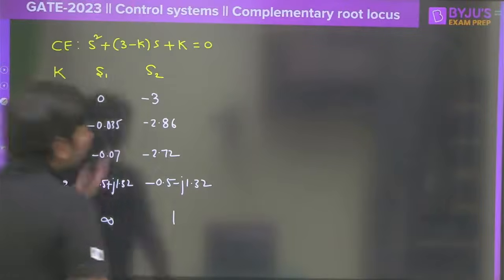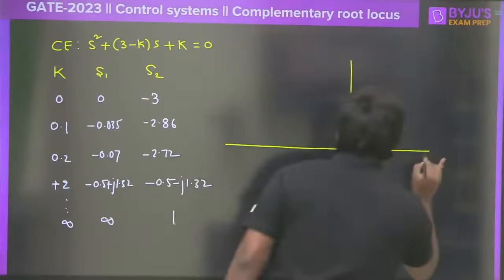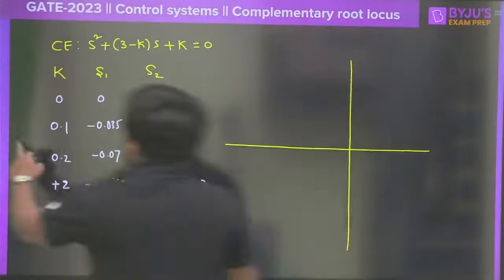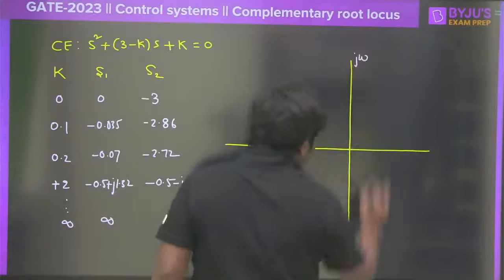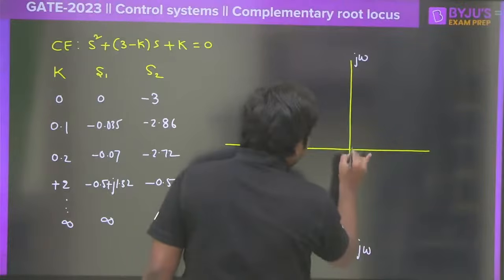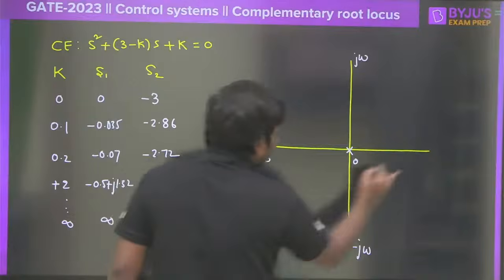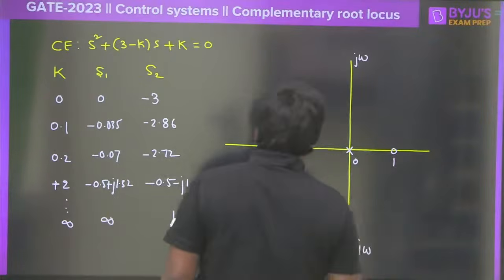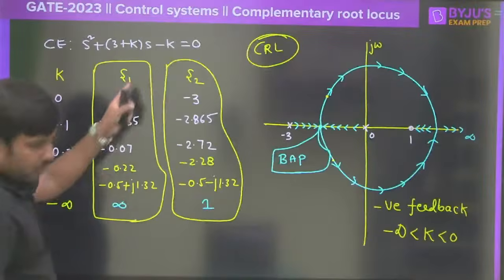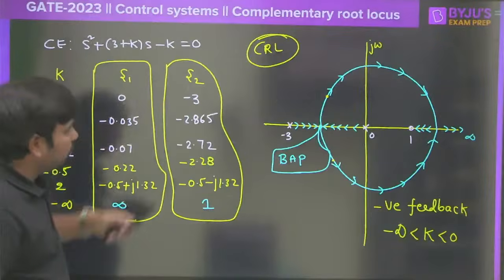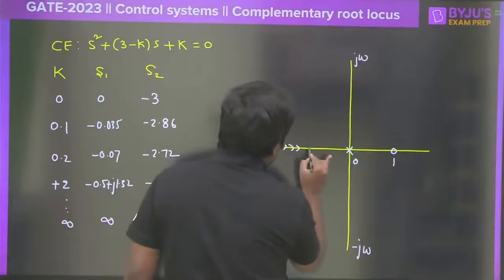But now if I draw the root locus, how would the root locus be? Again, where are the poles here? This is the j omega axis, and this is the minus j omega axis. There is a pole here at 0, and a pole here at minus 3, and there is a zero here, that is equal to 1. Once again, the table is exactly like this only. Therefore I can say the root locus plot can be constructed like this.